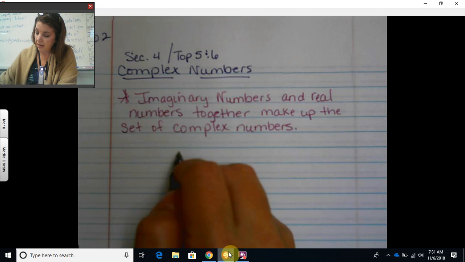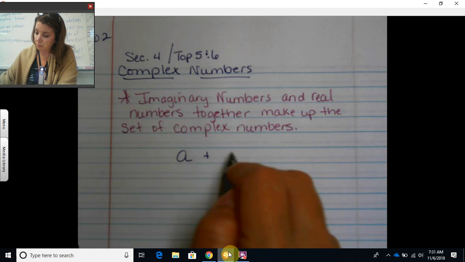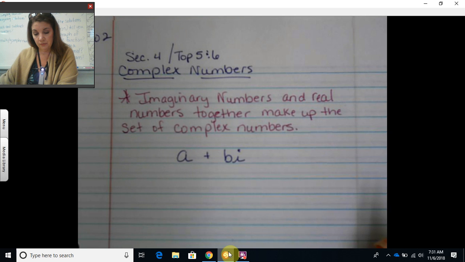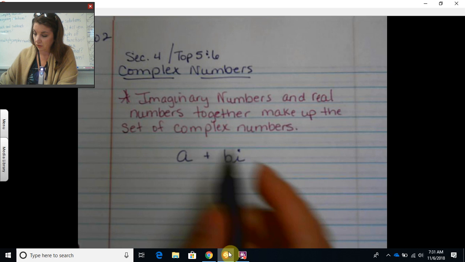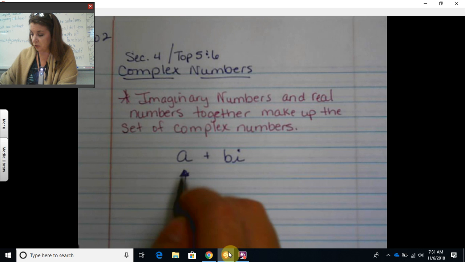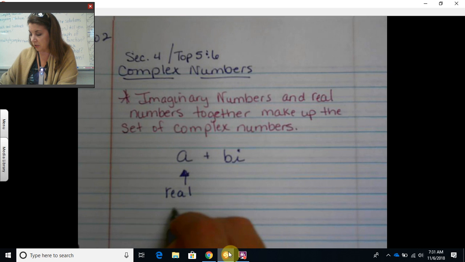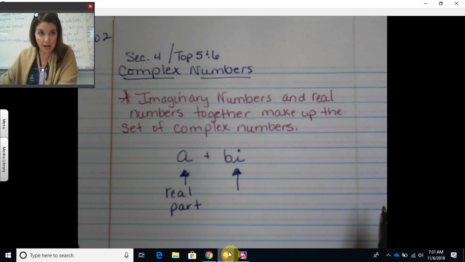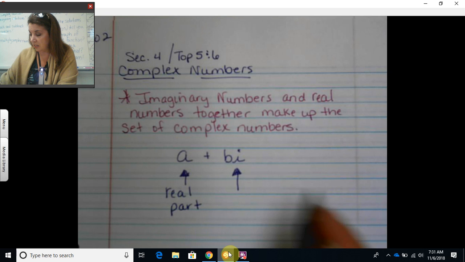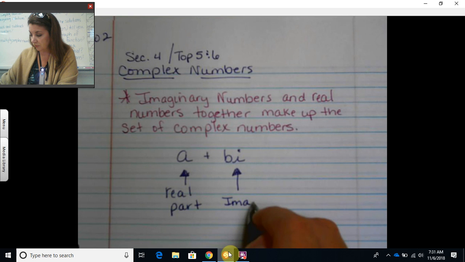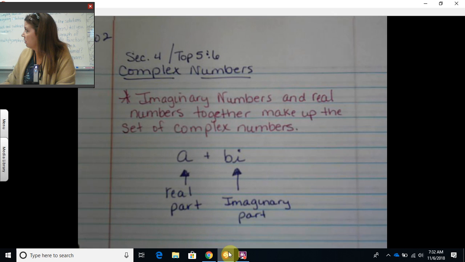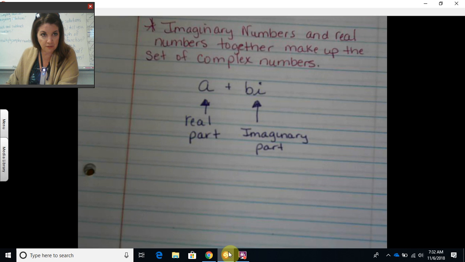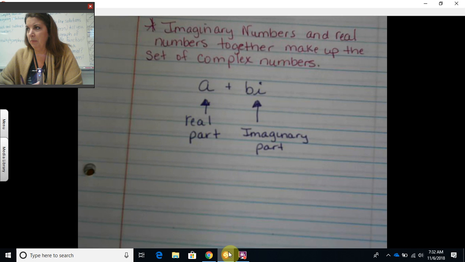So when we have a plus bi, whatever number is in a's position is the real part of the complex number, and whatever number is with i is the imaginary part of the complex number. What we've been learning so far in our whole entire life, we've only had real parts. There has not been an imaginary part, okay? We've just been dealing with a real part.